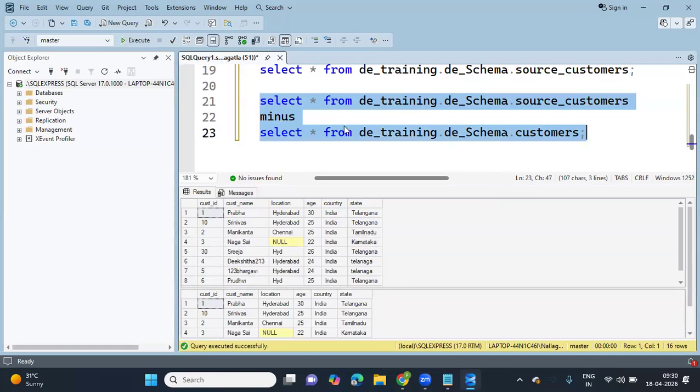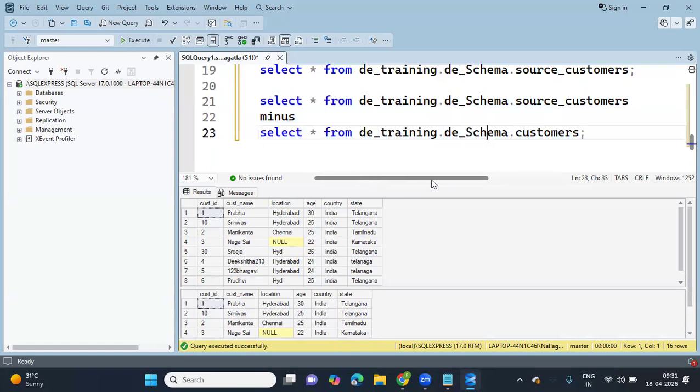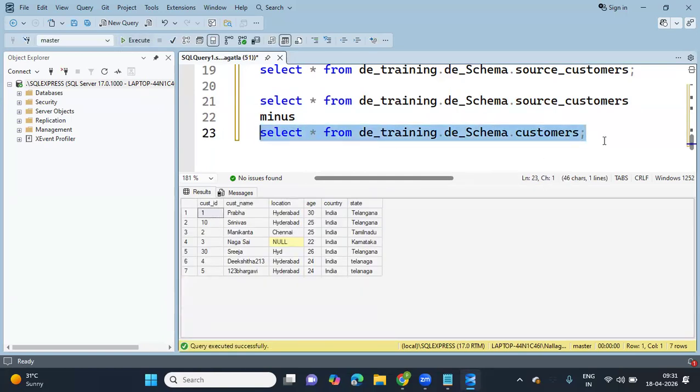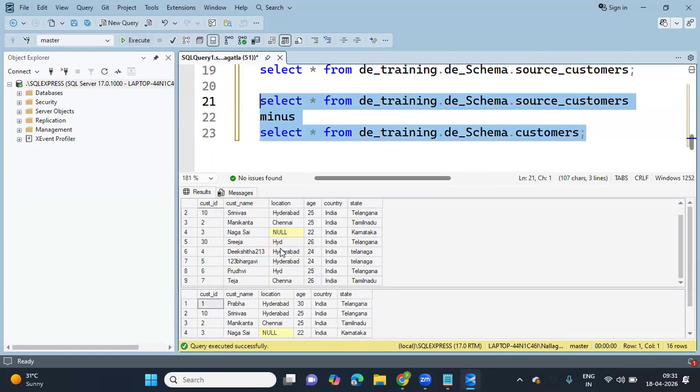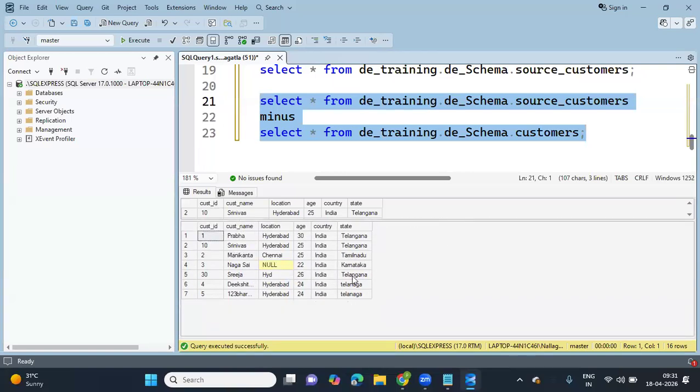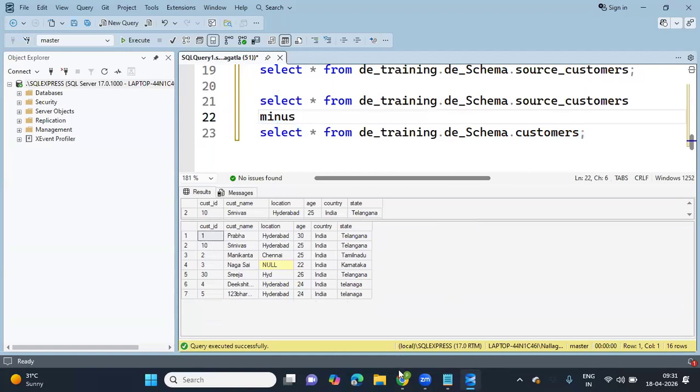Okay, sorry. Why is it giving 2? Maybe minus also doesn't work here. Second, let's run this. Okay, 7, this is fine. What happens if I run these two? I think minus is not supported here. First table is having 9, second table is having 7. Okay, minus is not working.